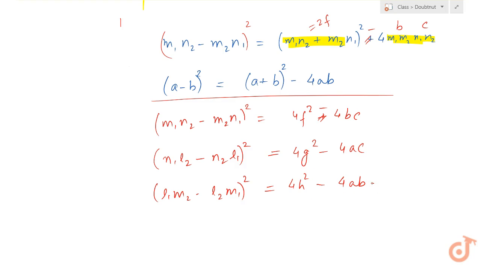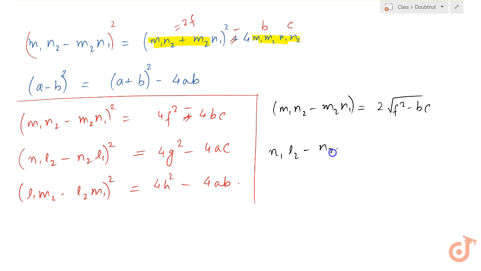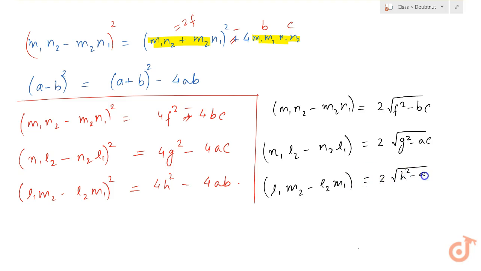Okay. And correspondingly, if these are the values of the squares, if we ask the value of M1 N2 minus M2 N1, so this will become, taking 2 common, 2 under root of f square minus bc. Similarly, N1 L2 minus N2 L1 will be equal to 2 under root of g square minus ac, and L1 M2 minus L2 M1 will be equal to 2 times root of h square minus ab.